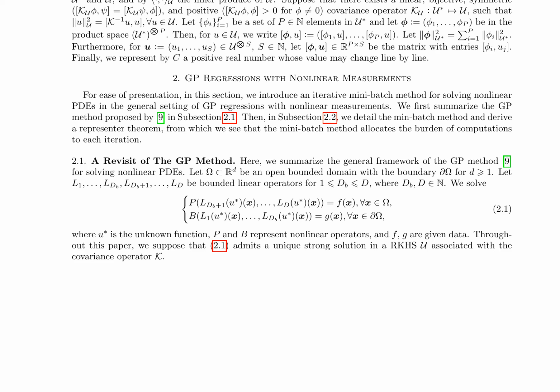The authors assume that the system of equations, 2.1, admits a unique strong solution in a reproducing kernel Hilbert space U associated with the covariance operator K.